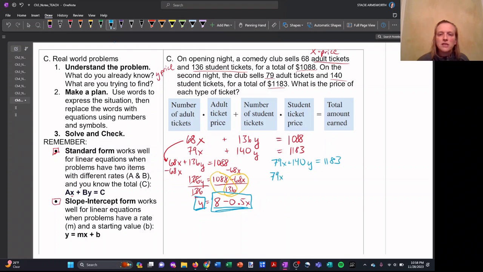So the 79x doesn't change. It's the y that changes. So I'm replacing that y with this 8 minus 0.5x. And that's going to equal 1183. This equation only has x's in it. So I can solve for x.